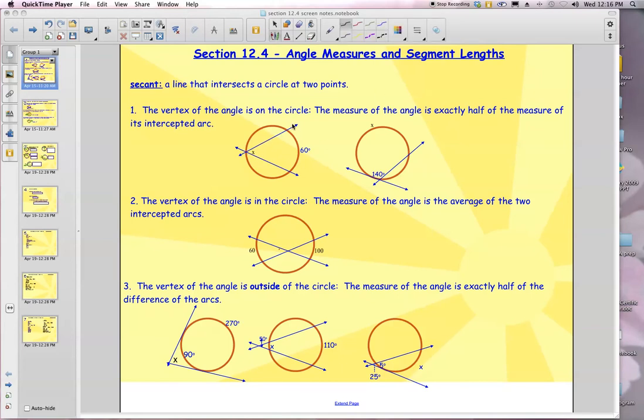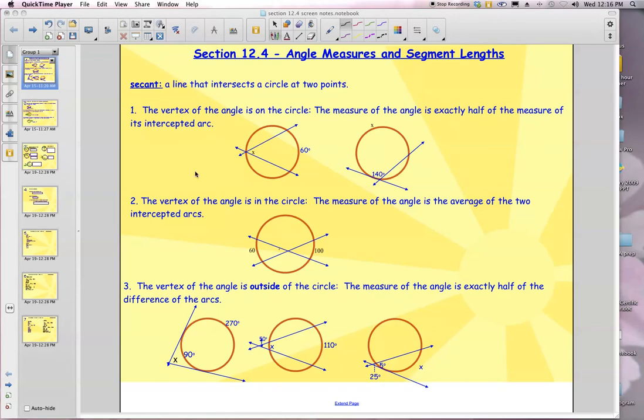So this is an example of a secant line. It intersects the circle in exactly 2 points. This one's also a secant line. It intersects the circle in 2 points. It's kind of like a chord. A chord is a segment that intersects it in 2 points. The secant just continues on in both directions, making it a line.